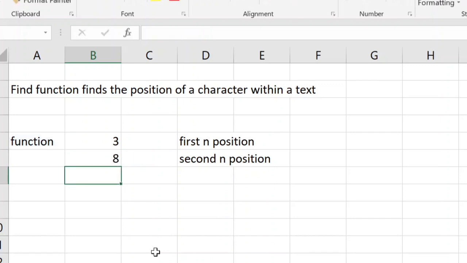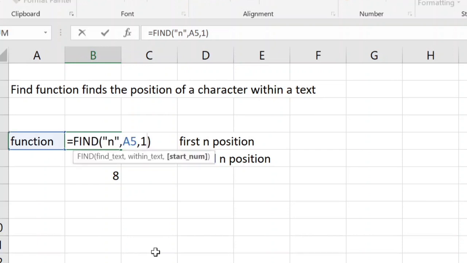It is at the 8th place, so it is at the last place. We can verify it by finding the length of the word. The length of the word should be 8. Let's use the LEN function with this text, close the parenthesis, enter: 8. So 8 is the length, which means n is at the last position, the 8th position. So the second n position is 8. This is the use of start num in any text.